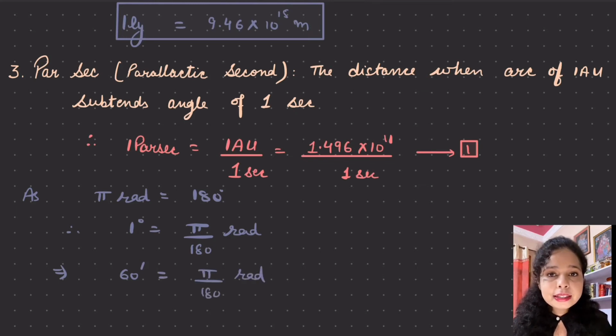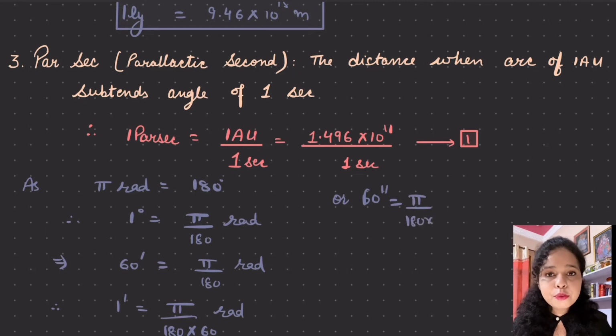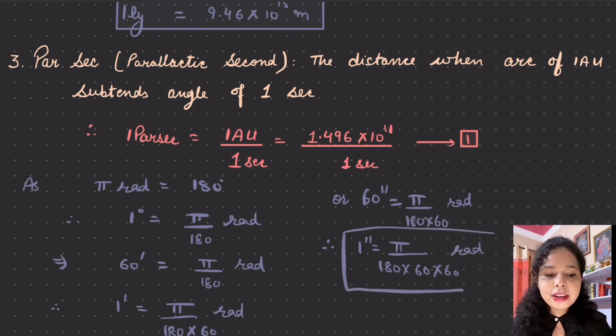Therefore 1 minute is equal to pi upon 180 multiplied by 60 radian, and then we have 1 minute is equal to 60 second. So we can say 60 second is equal to pi divided by 180 into 60 radian, and therefore 1 second is equal to pi divided by 180 into 60 radian. So this is the value of 1 second, that is pi divided by 180 into 60 radian.